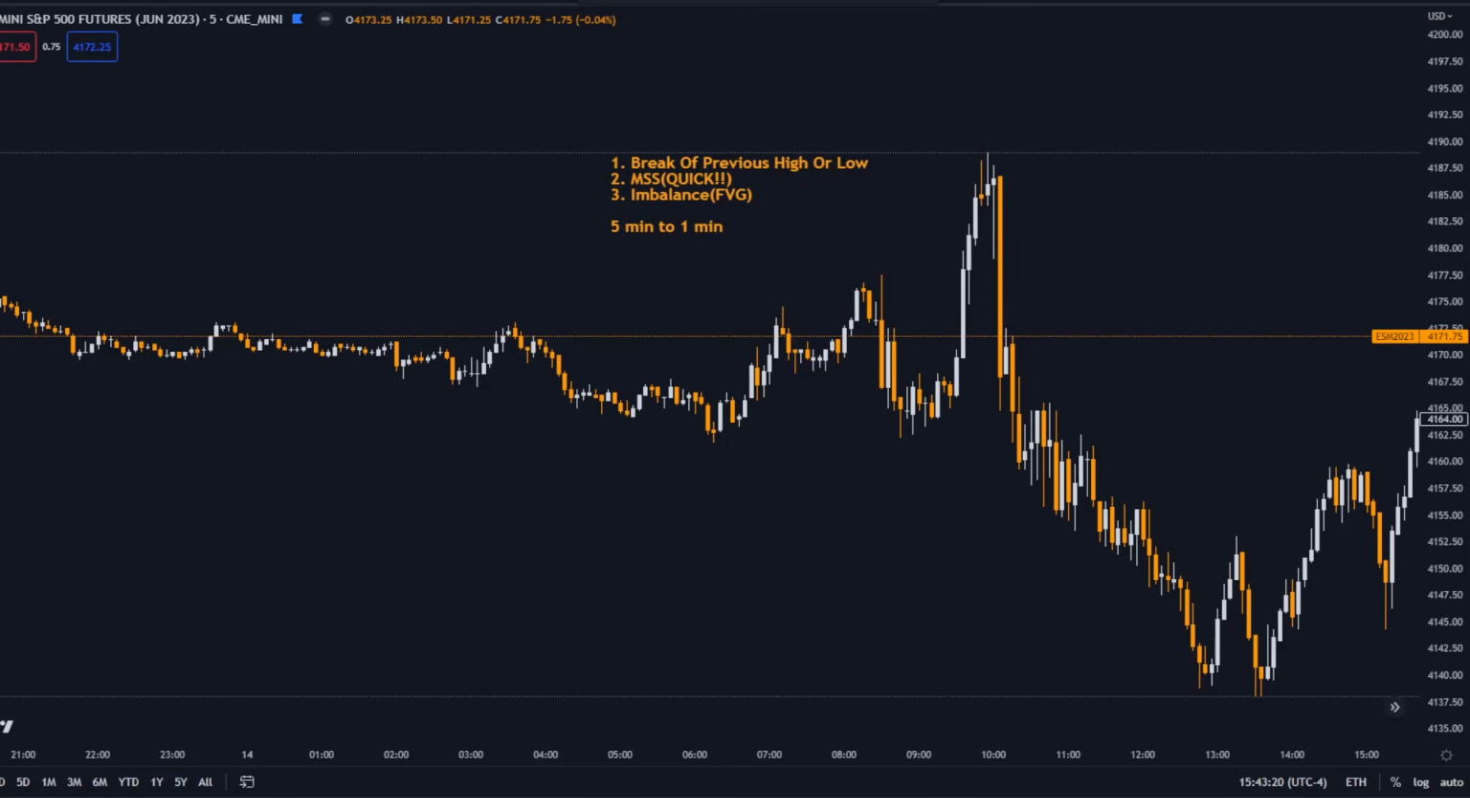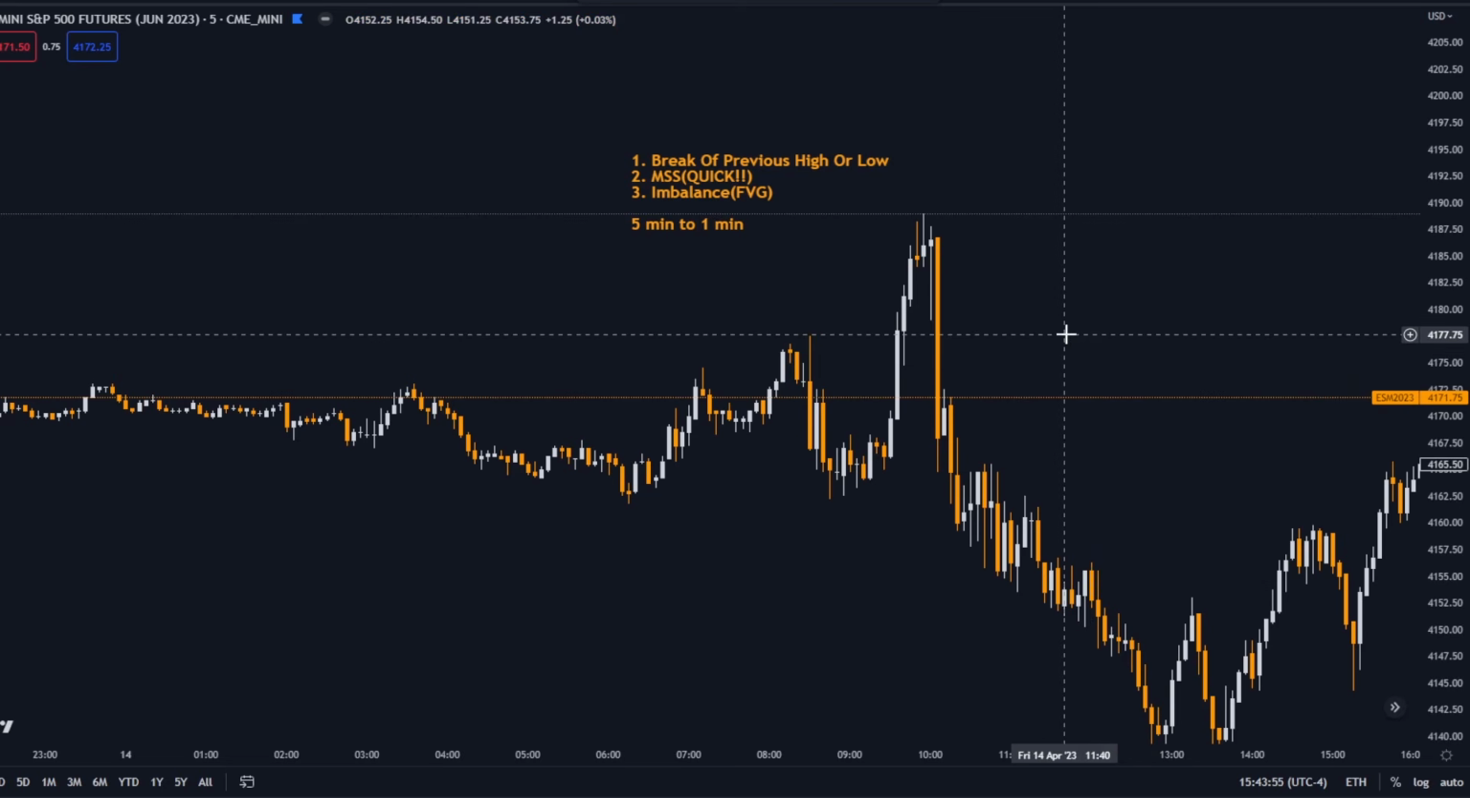Today we will go over the ICT concept that has a very high win rate and is very simple to execute. I'm going to break everything down for you in the fastest and easiest way possible so you all can trade like ICT without having to spend hundreds of hours watching his videos like I had to. So get ready to trade smarter, not harder, and join me for this game-changing video.